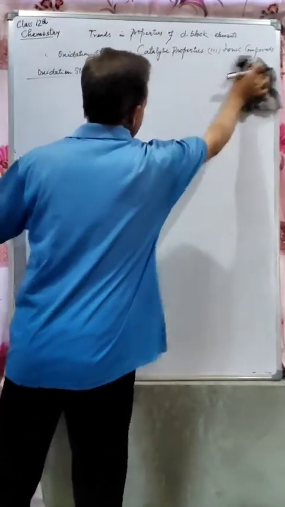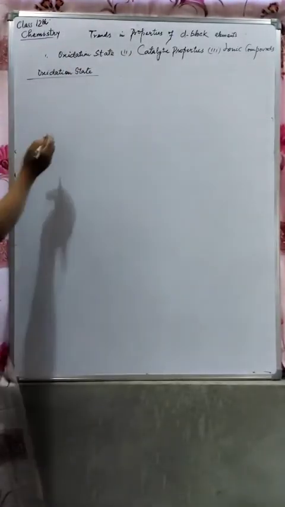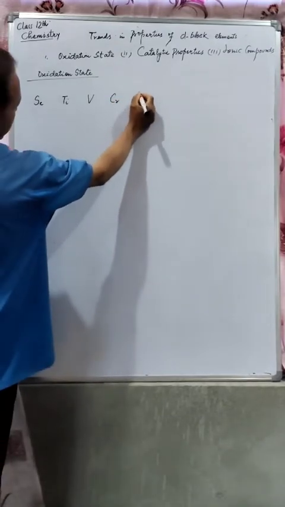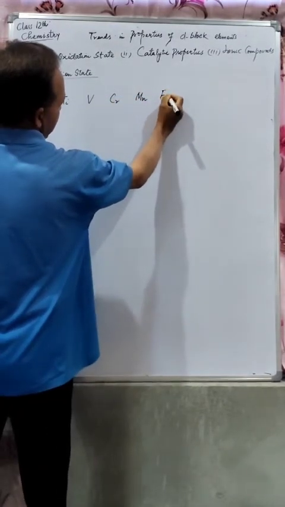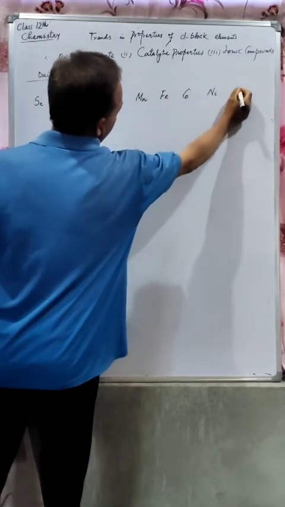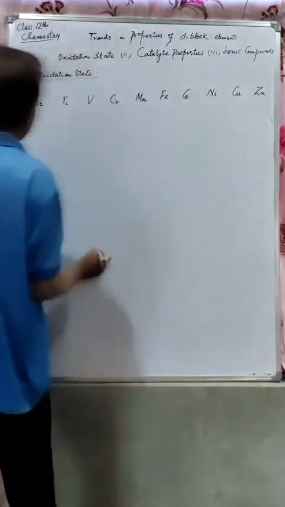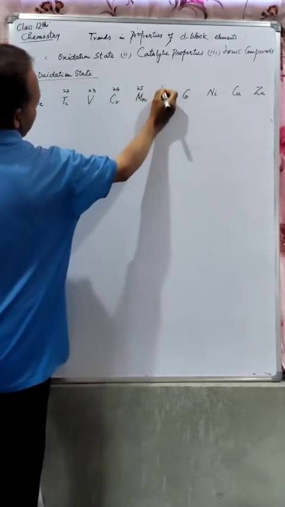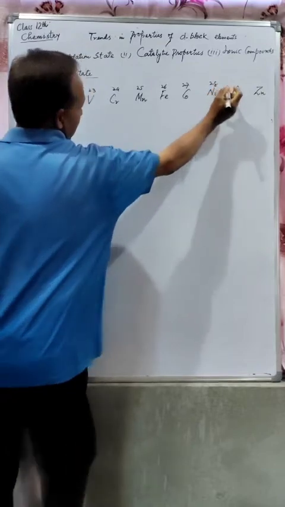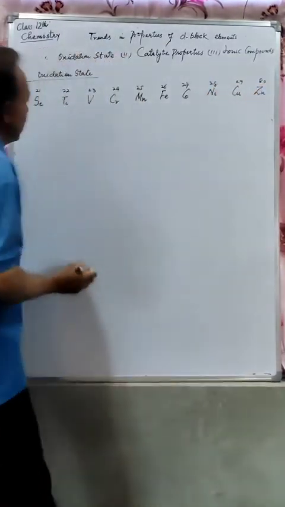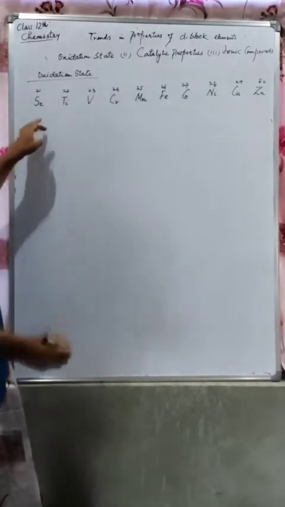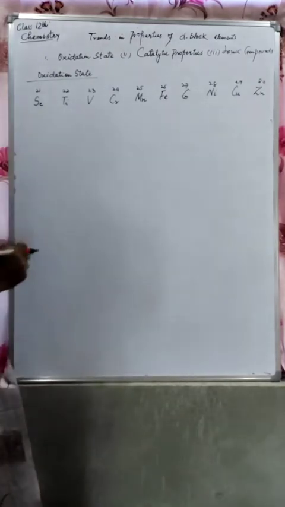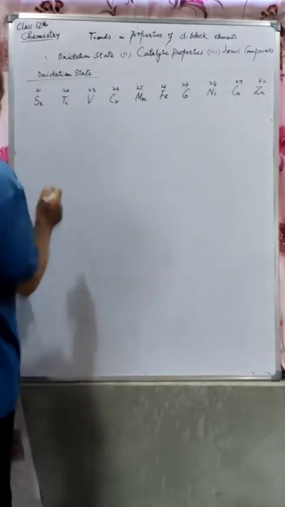Let's take the first 3D transition series and write the oxidation state of the elements, that is scandium, titanium, vanadium, chromium, manganese, iron, cobalt, nickel, copper, zinc, with atomic numbers 21, 22, 23, 24, 25, 26, 27, 28, 29, 30. This is 3D series, and we have the first element, that is scandium, and we will now write their oxidation state.